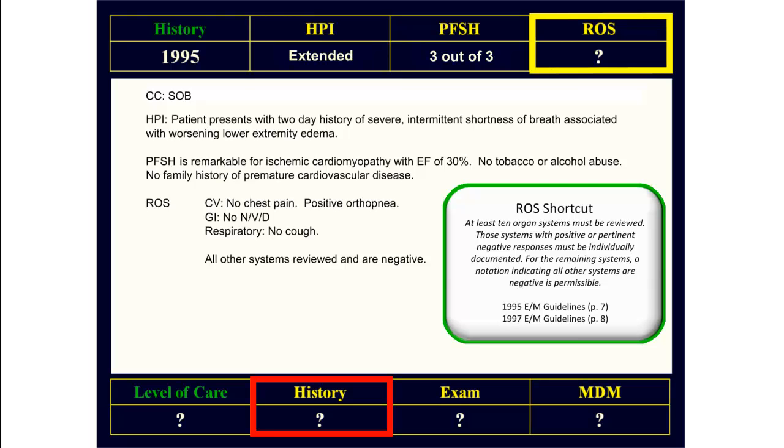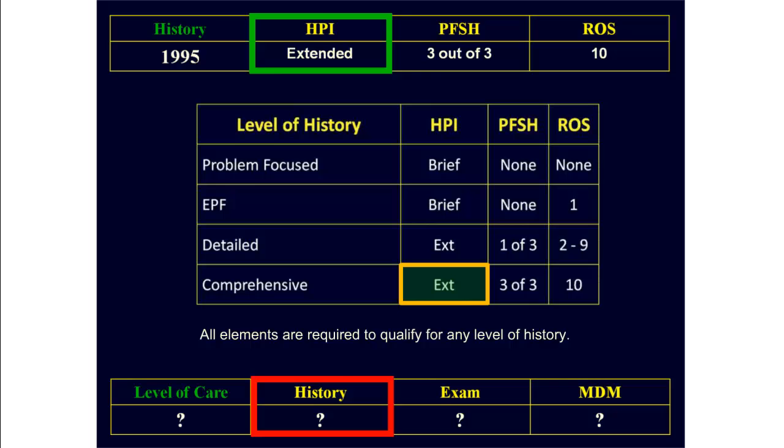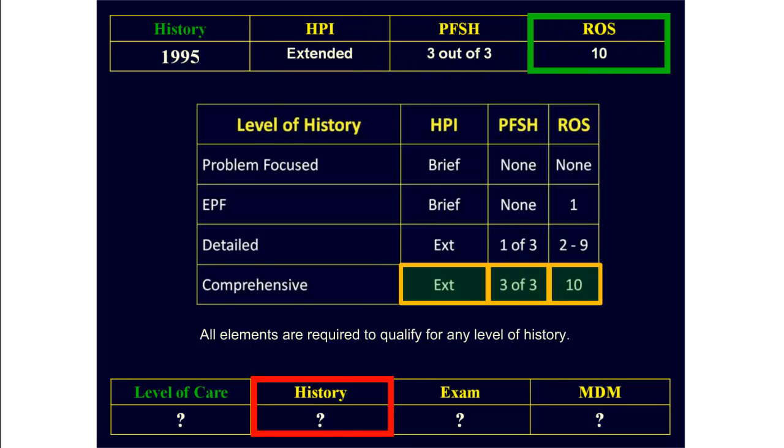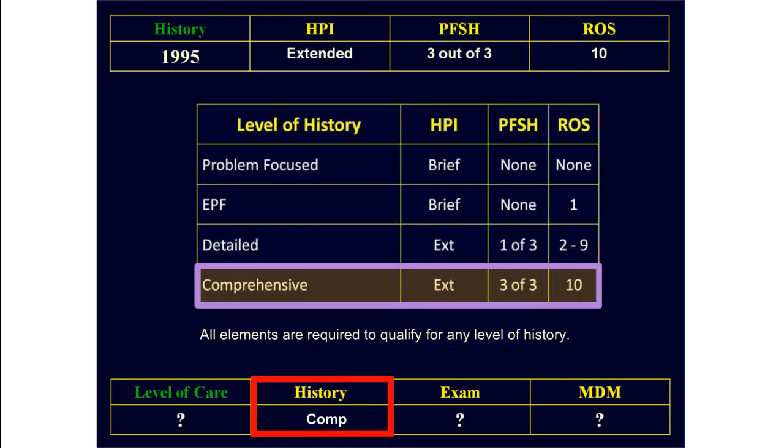Both the 95 and 97 guidelines do allow the shortcut. Unfortunately, some Medicare carriers do not, so check with your local carrier first. I practice in Connecticut, where the shortcut is allowed, so here we get credit for a full ROS. So going back to our history table, now we know we have an extended HPI, 3 out of 3 components of PFSH, and a complete review of systems. That gives us a comprehensive history, so now the first key component is known.